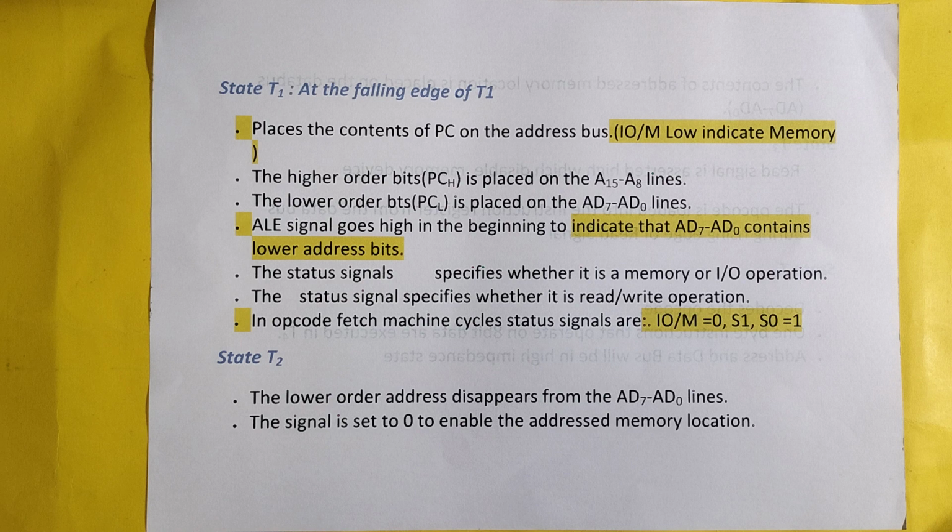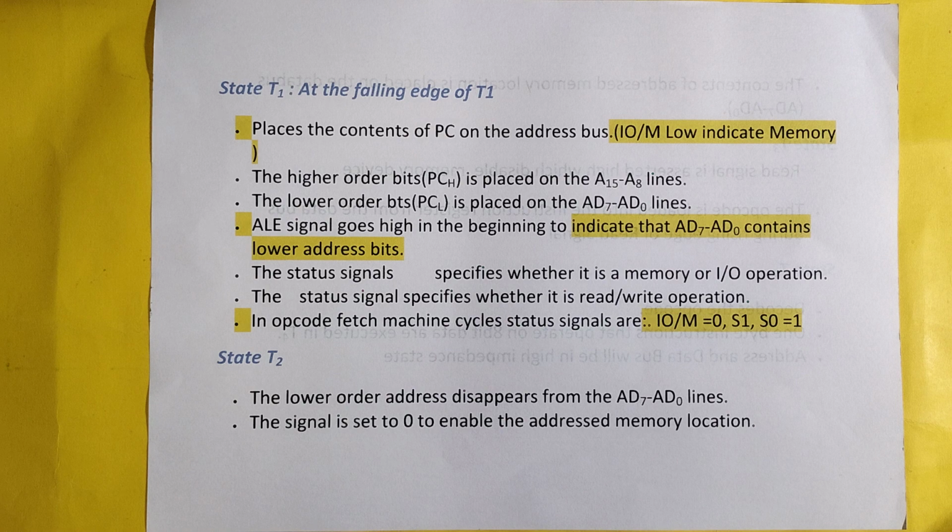In the T1 state, the 8085 places the contents of the program counter on the address bus. The higher order byte of PC is placed on the A8 to A15 lines. The lower byte of PC is placed on the AD0 to AD7 lines, which stays only during the T1 state. The microprocessor activates address latch enable, which is used to latch the lower order byte of the address in the external latch before it disappears.